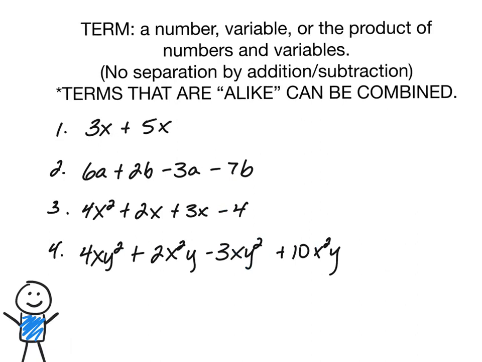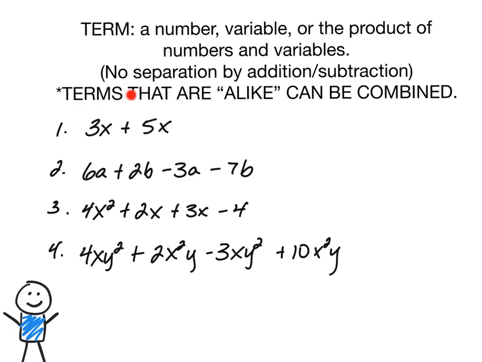Now let's talk about terms for a second. You'll hear this a lot in algebra. A term is a number, a variable, or the product of numbers and variables. And there's no separation by addition or subtraction, which means the term itself is the grouping by multiplication, the product of numbers and variables. Like for instance, 3x is its own term, 5x is its own term, okay?